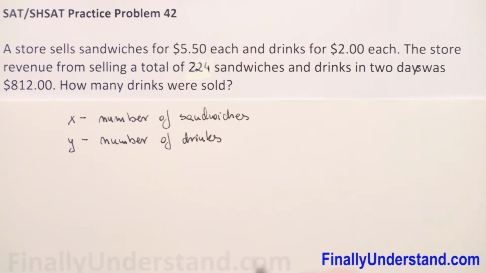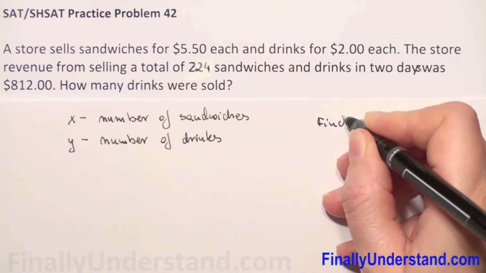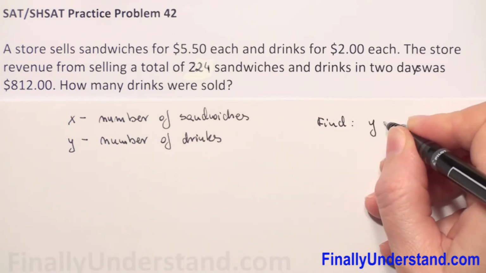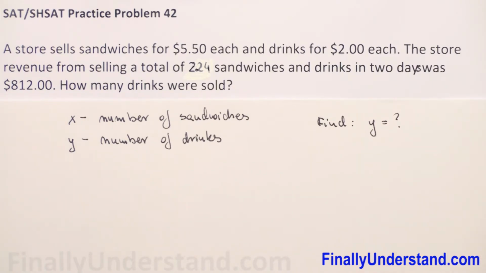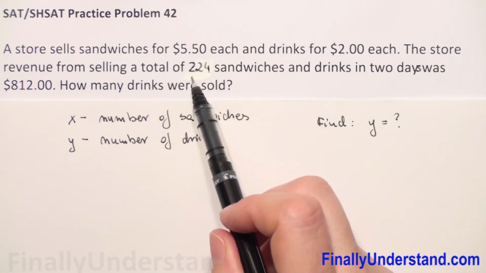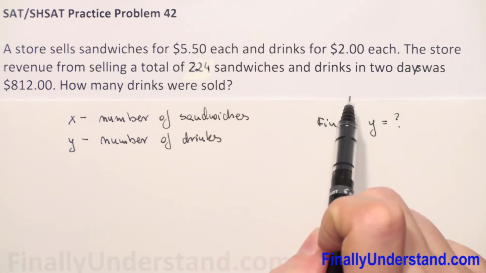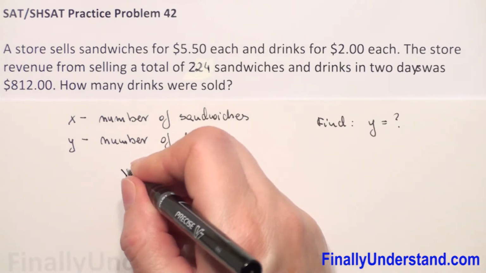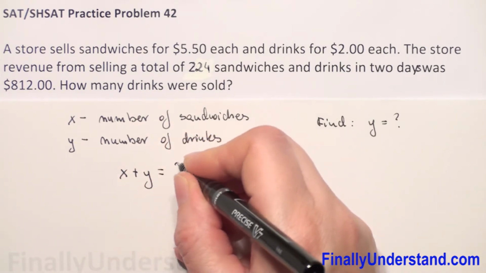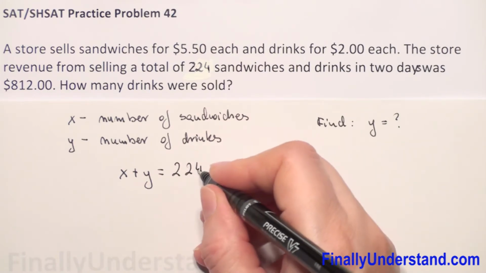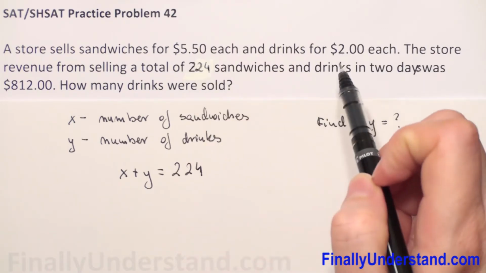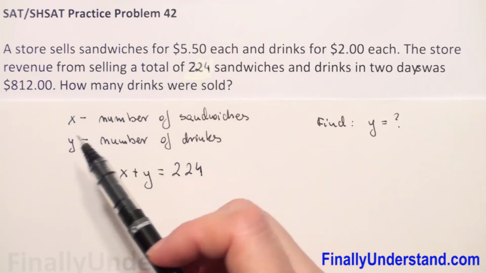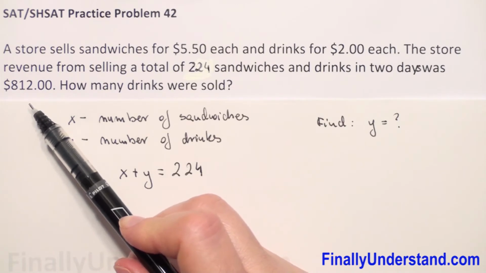What do we have to find? We need to find the number of drinks. That's why I have to find the y. So we know that the store sold 224 sandwiches and drinks, so we can write that x plus y is 224. What else? We have the price of sandwich and drink, and we got the total revenue is 812.